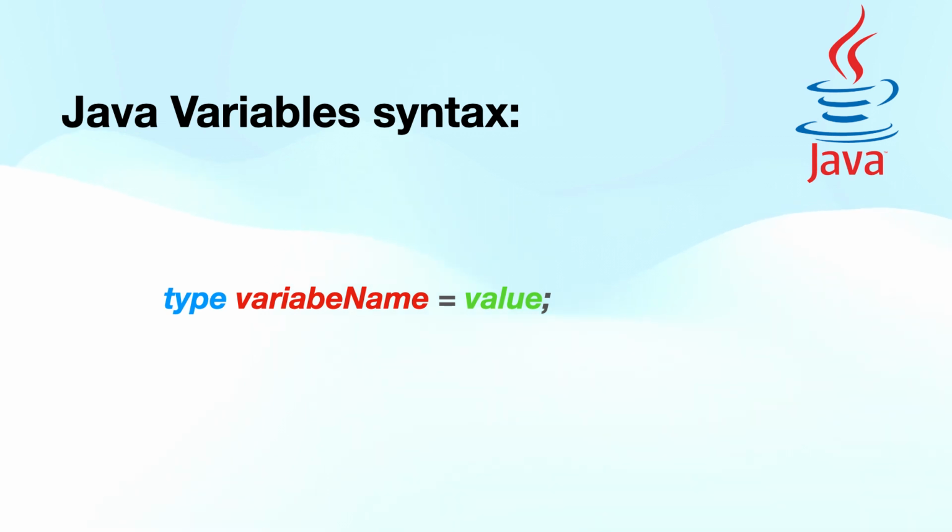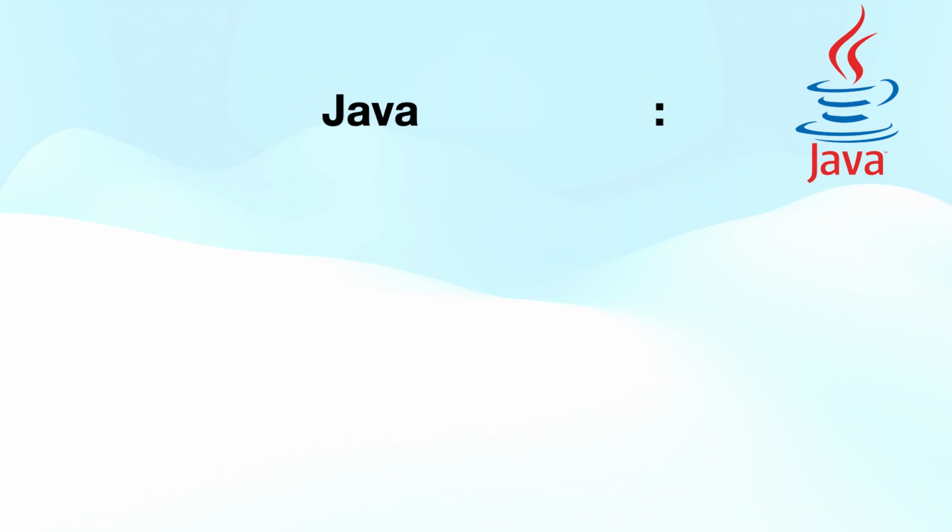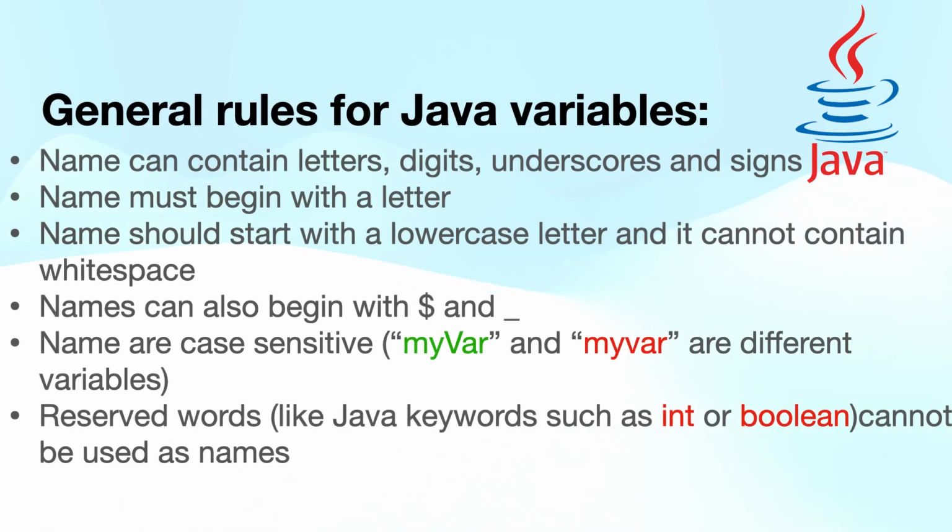So let's see some general rules for Java variables. The name can contain letters, digits, underscores, and dollar signs. The name must begin with a letter. The name should start with a lowercase letter and it cannot contain white space. The name can also begin with a dollar sign or underscore. Names are case sensitive, so myVar and myvar with all lowercase are different variables. Reserved words like Java keywords such as int or boolean cannot be used as names.